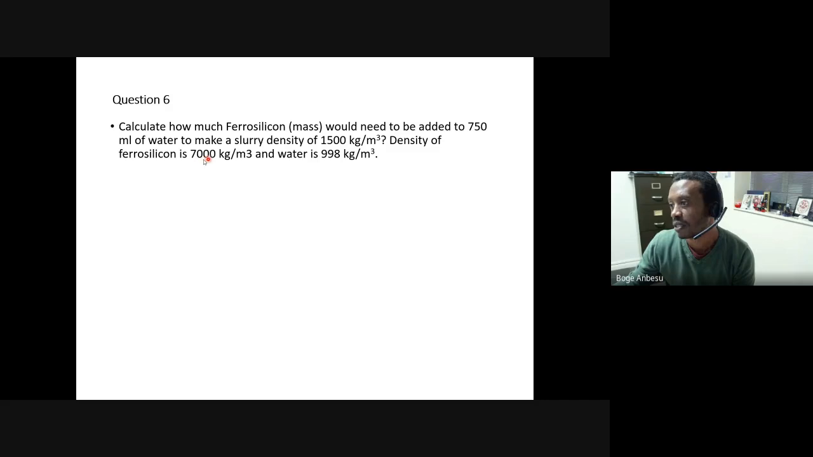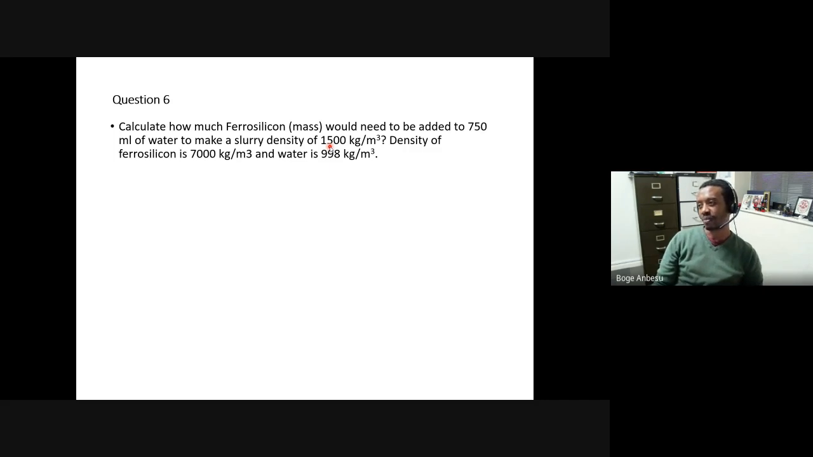So in any case, if I say the density of ferrosilicon is given here, I want you to make up a density of slurry of this much, and you could use water that's about 750 mil. How do you then calculate the mass required of ferrosilicon that you want to mix with 750 millilitres of water to obtain that? Sounds complicated, but again, it's a simple calculation.